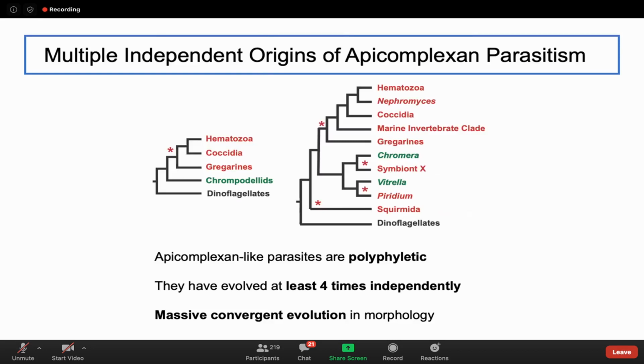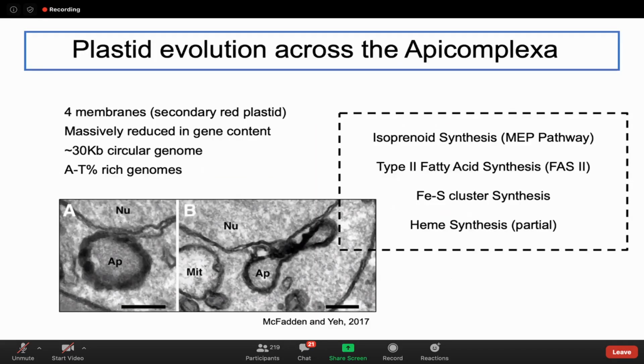And so the next question we wanted to ask is, sure, now we know that a lot of these parasites look like each other, but do they also have convergence at a molecular level? And to do so, we looked at plastid evolution across this group, because Apicomplexan plastids are one of the hallmark features of this group. They're very well studied. It's a secondary red plastid that's massively reduced in gene content. They've lost all photosynthetic ability, but they still retain the plastid and a small genome. The reason they retain the plastid is because the parasites depend on it for the biosynthesis of these 4 metabolites: isoprenoids, type 2 fatty acids, iron-sulfur clusters, as well as partially heme synthesis.